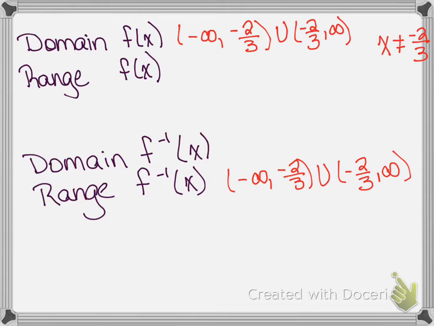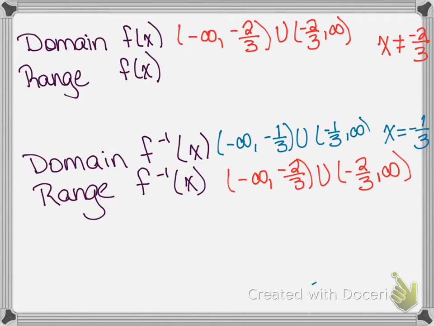For our inverse function, x cannot be negative 1/3. So to write that here, it's negative infinity to negative 1/3, union negative 1/3 to infinity. And the domain of our inverse is the range of our original.